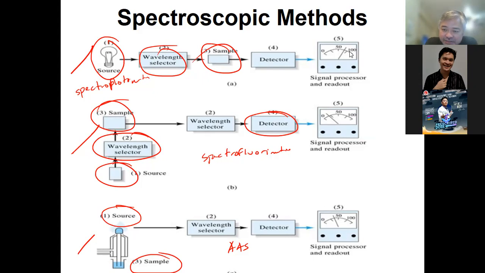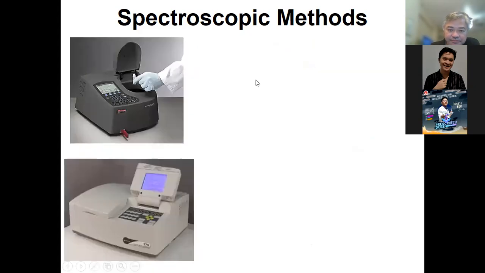It's understandable that you don't know them by now, but to pass the course, by the end of the semester, you should know them. Okay? So this is a typical spectrophotometer. I lose the other photos here.